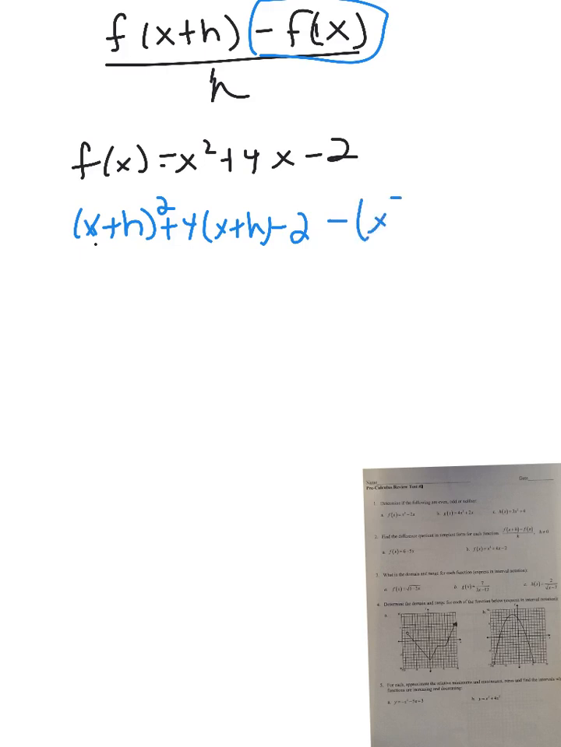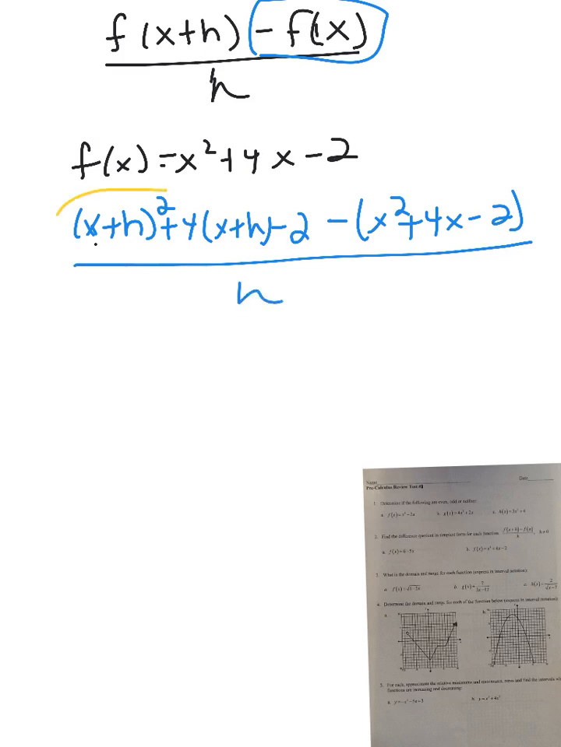Okay, so we have the same formula. So remember, wherever I see an x, I'm going to plug in x plus h. So it's going to be here and here. So start off with, all right, we need f of x plus h. So it's going to be x plus h squared plus 4 times x plus h minus 2. And then I need minus my function. So minus parentheses x squared plus 4x minus 2 all over h.